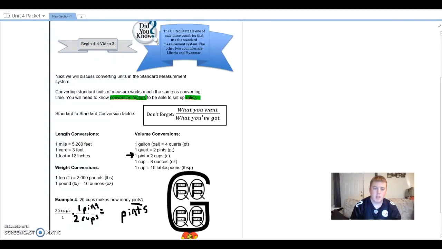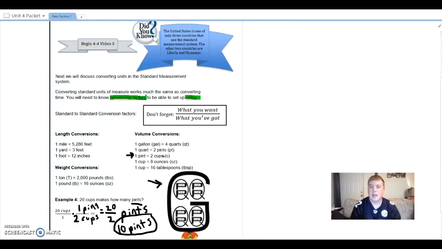So then I multiply through and I multiply on top. I do 20 times 1 and I get 20. And I do 1 times 2 and I'm going to get 2. And now all I have to do is simplify this. I'm going to do 20 divided by 2 and I'm going to find that 20 cups make 10 pints. And that's my answer.